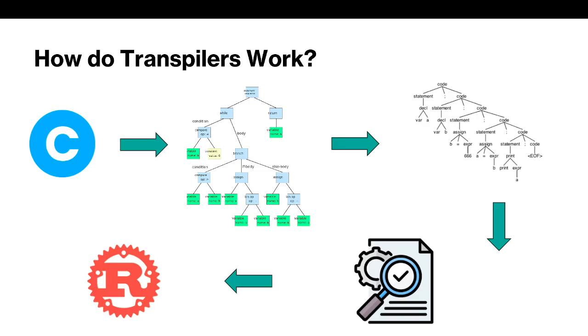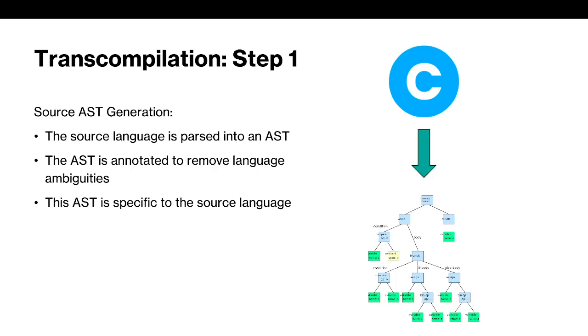So how do transpilers work? Obviously your input is one programming language, your output is another programming language. When you take an input programming language, you first translate it into the source language specific AST. This AST is translated into an intermediate universal AST. And after some instrumentation and other work is done, it is lowered into the target programming language. We'll go through these steps in a little more detail now.